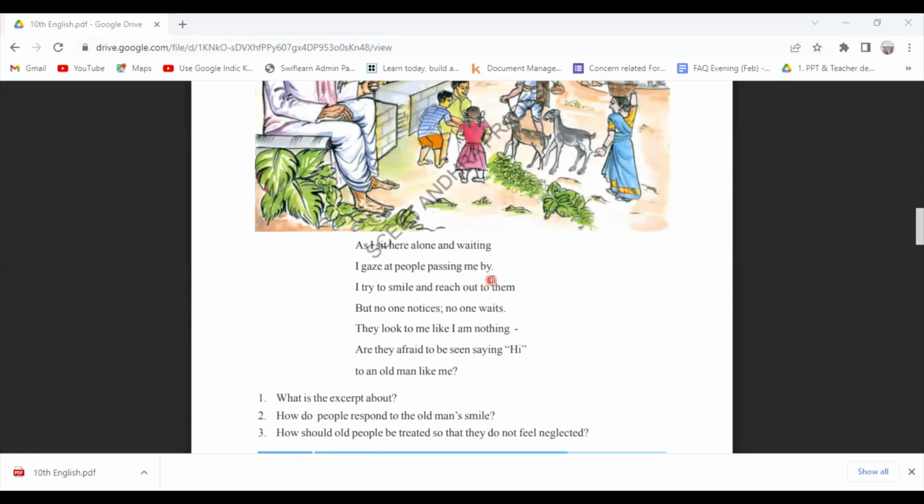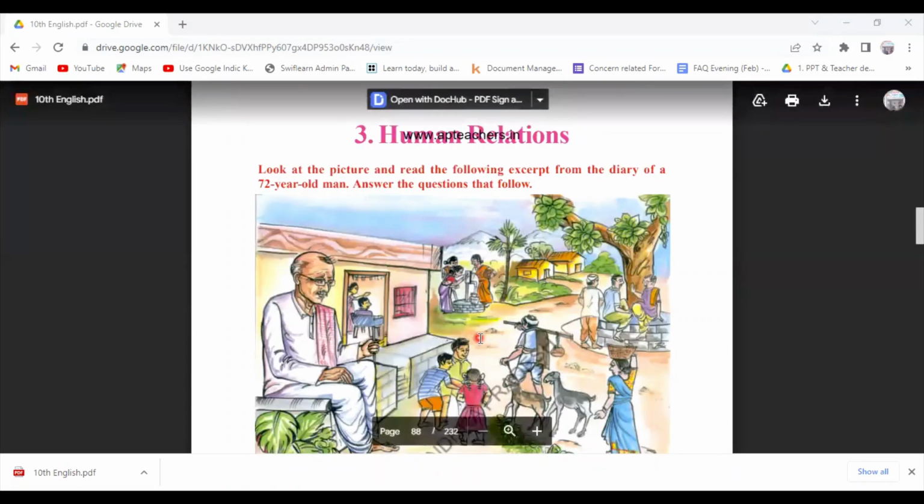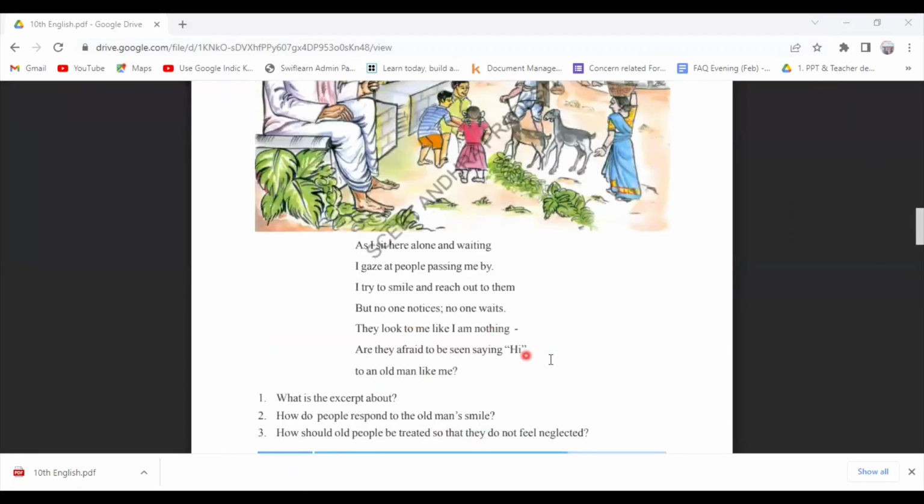I gaze at people passing me by. Here, gazing is nothing but looking at people passing me by. Whoever is passing, I'm looking at them. I try to smile and reach out to them. But the thing is, nobody is noticing, nobody is waiting, nobody has that much time to spend a minute to stand and at least wish me or at least ask me how I am. They look to me like I am nothing, as if there are buildings, papers or things like that, and they are looking at me.